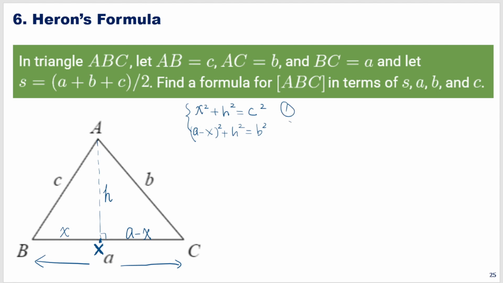Okay, seems that we need to cancel one of the variables, right? If there is only one variable, it's very easy to solve. So intuitively, we can use equation number 2 minus equation number 1, right? And this will cancel h. Or you could also use equation number 1 minus equation number 2. Doesn't matter, right? Equation number 1 minus equation number 2 will give you x squared minus (a minus x) squared equals c squared minus b squared, right?